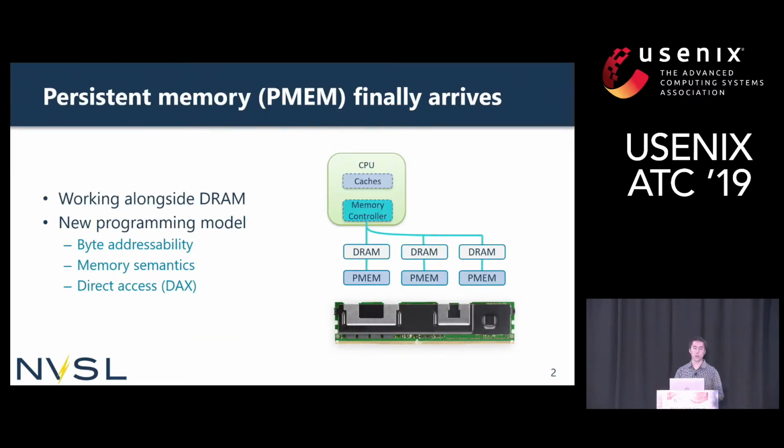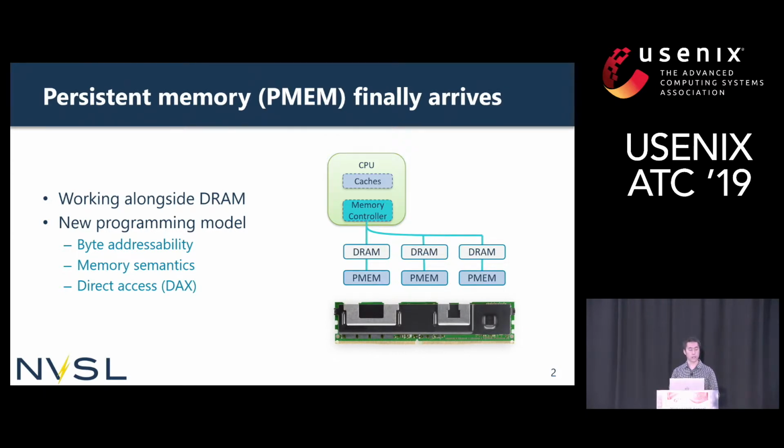Persistent memory, or PMEM, has finally arrived. Intel has announced their Optane DC persistent memory modules in April, so now you can buy them and install them alongside your DRAM DIMMs. Persistent memory is byte addressable and cache coherent.